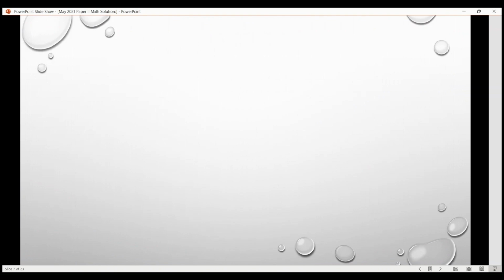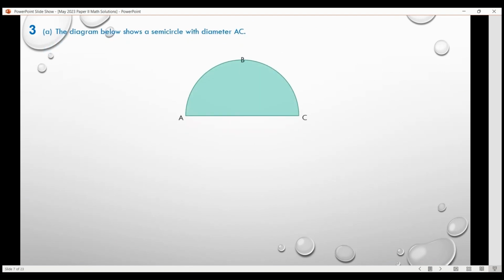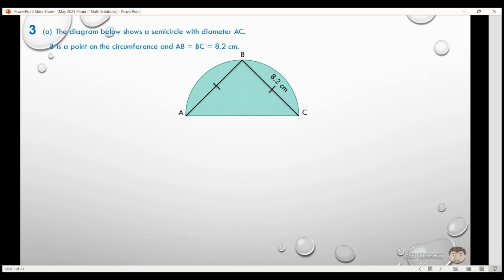Let's now move on. So in our next number, a diagram below shows a semicircle with diameter AC. So we can see the semicircle and we can see a line straight across from A to C being our diameter. B is a point on the circumference, and AB is equal to BC. So where we have our lines from A to B and from B to C, to show that they're equivalent, we can have those little hatches or those single lines on each showing that they're the same length. And what is the length? 8.2 centimeters.